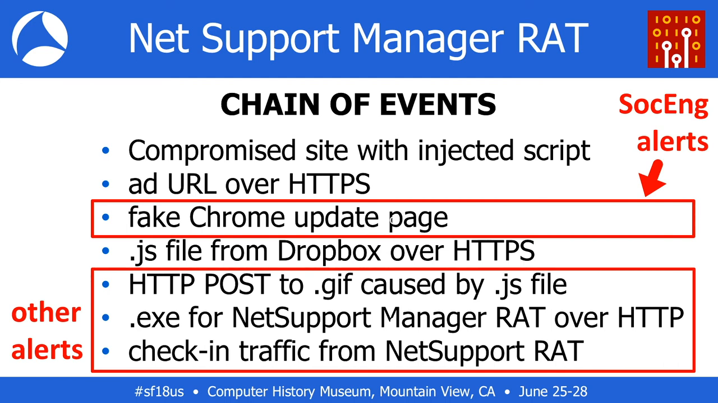You'll get some ad URLs, you know, the fake Chrome update page, the JS file from a Dropbox URL, because it's hosted on Dropbox, because criminals love using Google free storage and Dropbox and any number of free hosting services. I don't see that, unfortunately, changing. So we got our alerts on some of the URLs on that fake Chrome update page. And we have some of the alerts on, after this infection process happened, the post-infection traffic for Net Support Manager.